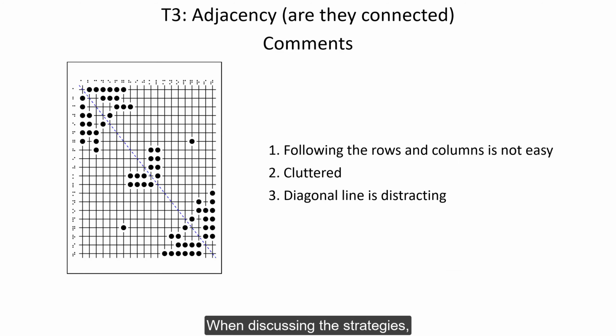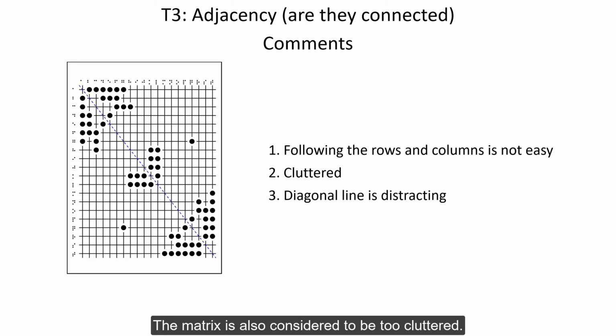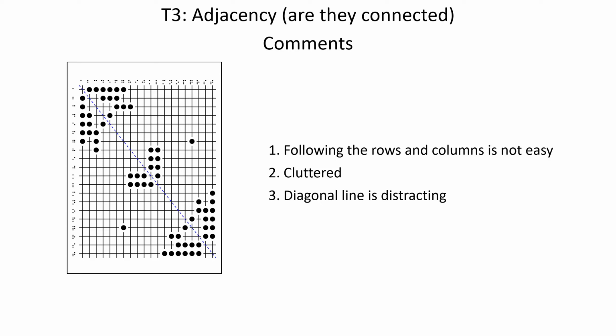When discussing the strategies, participants commented following the rows and columns in a matrix is not easy. The matrix is also considered to be too cluttered. Participants also feel the diagonal line sometimes distracted them.